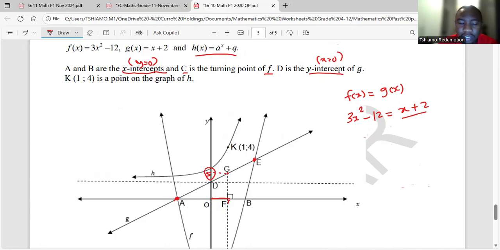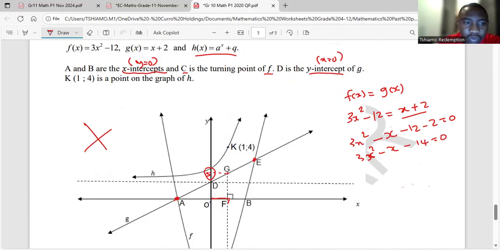And then take all the terms to one side. Move all the terms to one side. So it's going to be 3x squared minus x minus 12 minus 2, minus 15. I'm trying to put it in standard form so that it's easier for you to factorize. So once it's in this form, we're going to factorize.